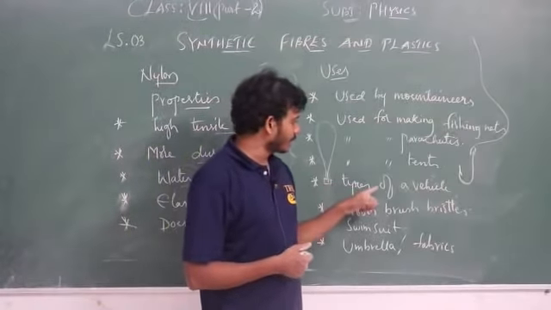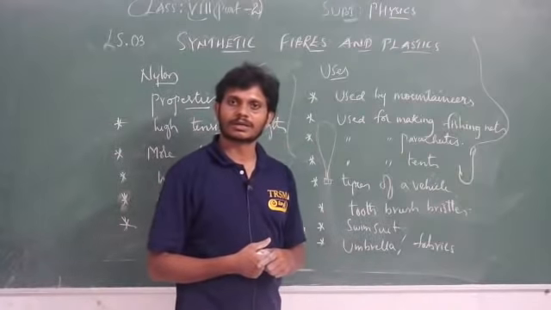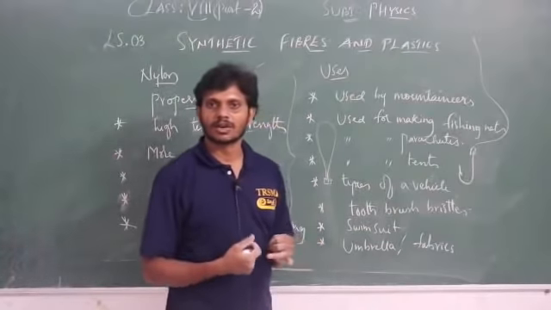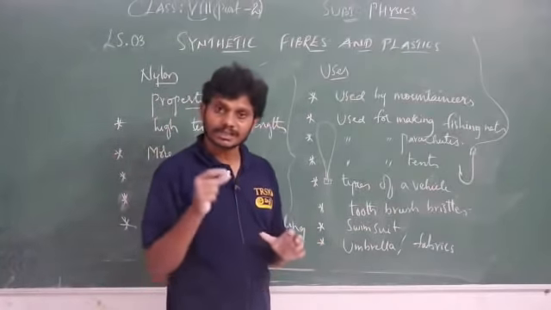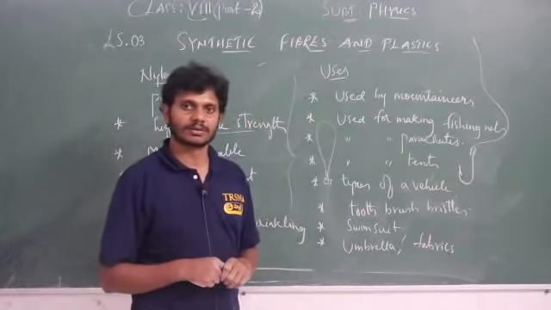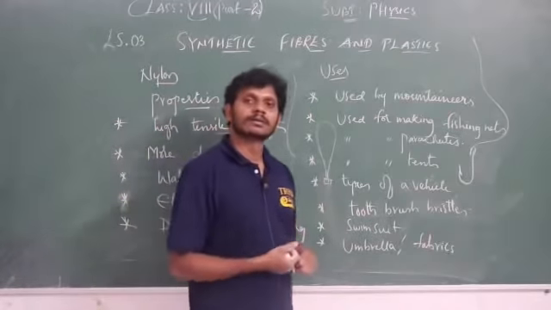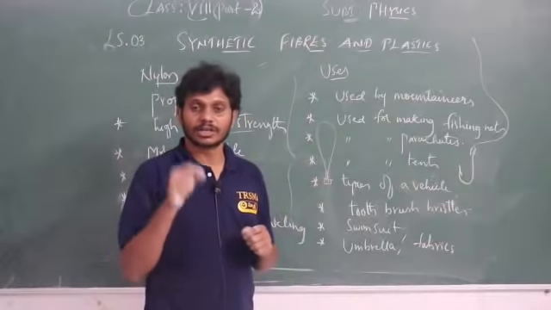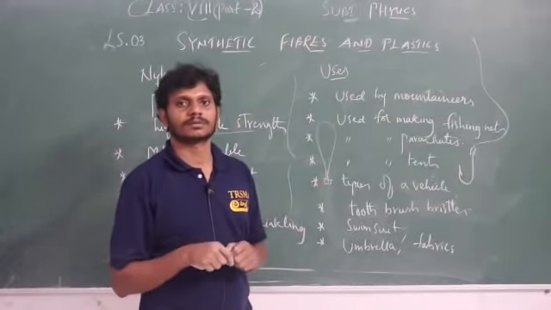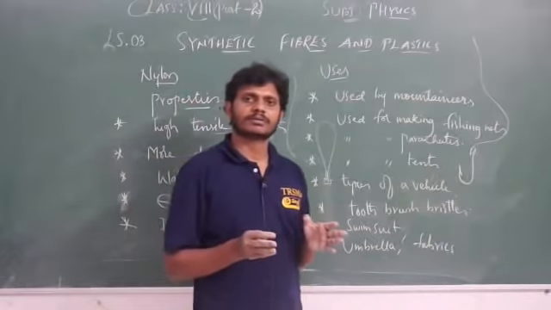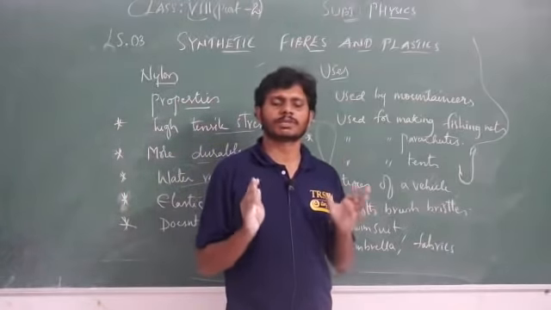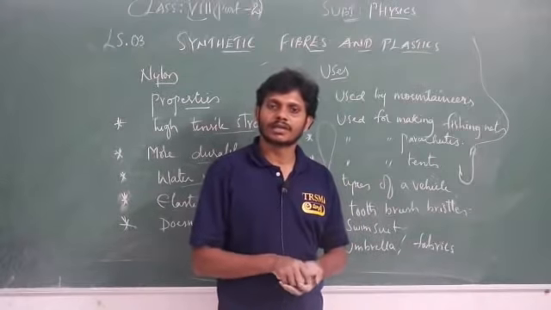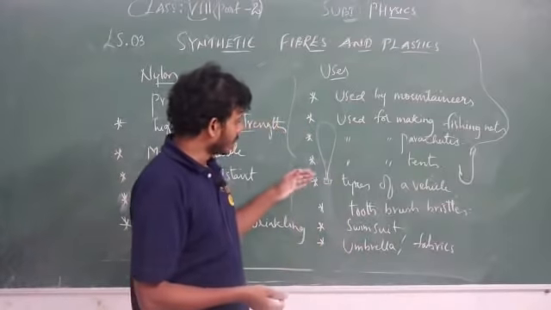Other one, it is used to make tires of a vehicle, especially cars, buses, trucks, lorries. For all of these, the tire is made up of nylon. Even the tires of cycles and bikes are made up of nylon only. You can observe the words nylon tire. Most people prefer these nylon tires. Why? Because it is very strong.